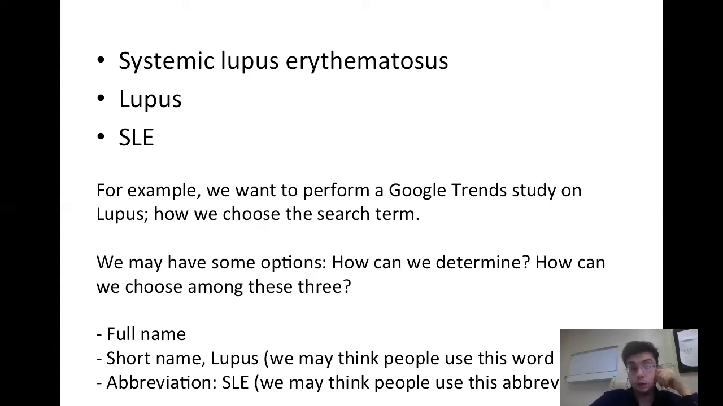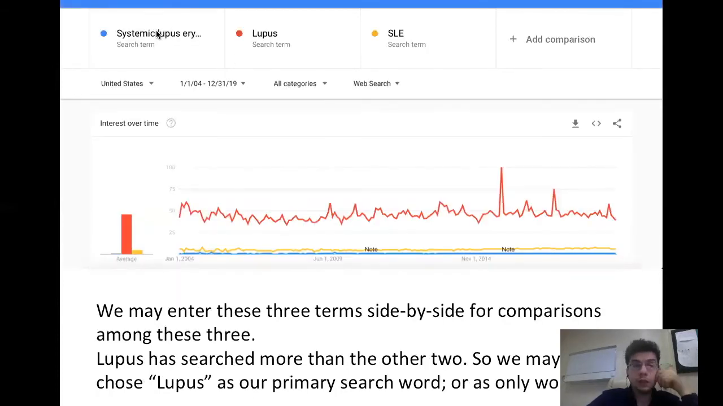Suppose the example is lupus. How can we choose the search term? We have some options. We can either search the full word systemic lupus erythematosus, or a short name, lupus, or just the abbreviation, SLE. What we will do is search all three of these terms separately and then see what the search results are like. When we search all three together, we find the term lupus has got the maximum search results. You can see it here. And so the term lupus could be the primary keyword for our searches on SLE.